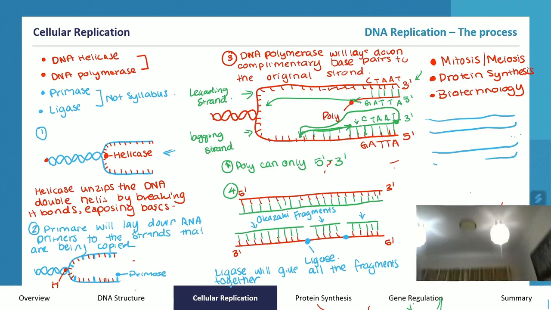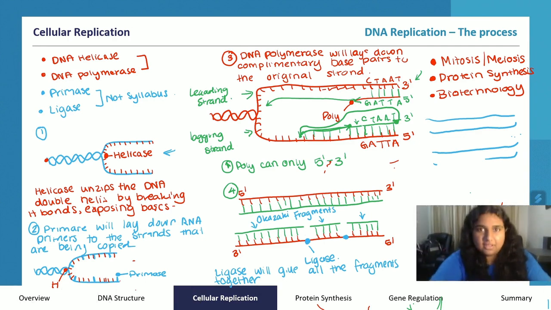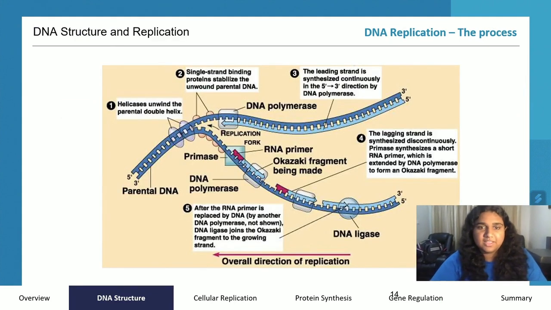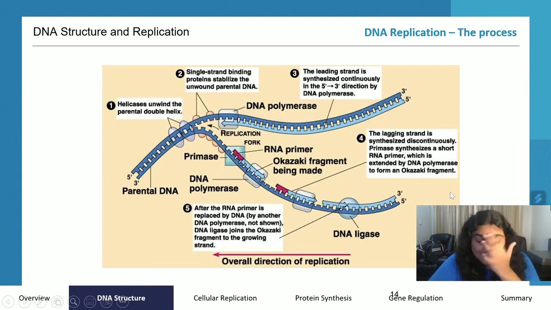So I've got a nice diagram of that on the next slide to show all of you. Here, this is a cleaner diagram, but it doesn't explain all of the steps. We've got helicase on this side. Wait, let me get the laser pointer. There we go. Helicase on this side unwrapping the DNA, breaks hydrogen bonds, exposes bases. That's what you've got to know. Then we've got primase coming down and laying down the RNA primers. We then have DNA polymerase, which is working to put all of the complementary base pairs together.